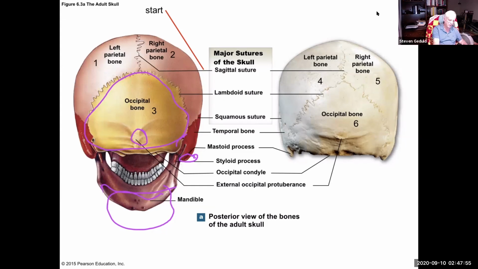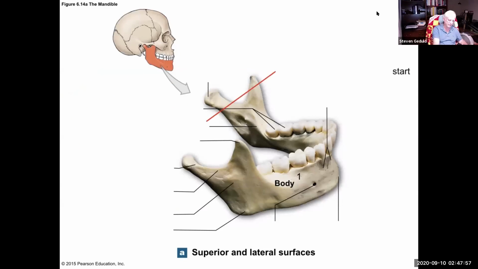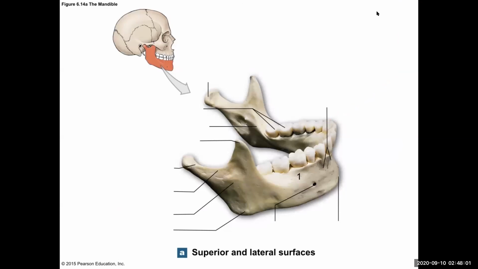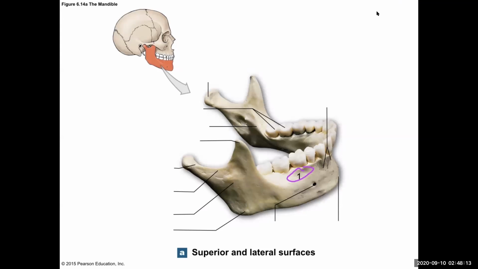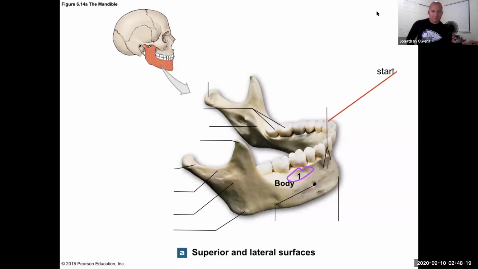All right, let's do this one here. Where am I starting at? Oh, number one. What's number one? Number one's right here. What's that bone? Mandible. Or this, the body of the mandible, remember? Yeah, different section. That's the body of the mandible.